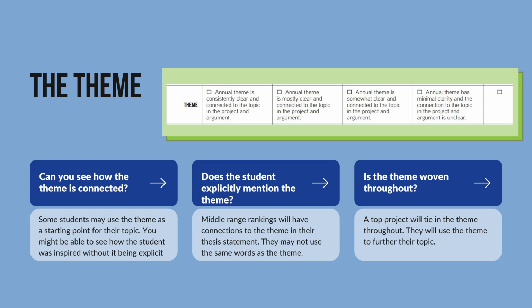Next, does the project explicitly discuss the theme? Middle range rankings will have connections to this theme in their thesis statements, possibly without including the theme words. Alternatively, students in middle rankings may have a section of their project that connects their topic to the theme. An exemplary project should have their theme consistently woven throughout the argument and the body of the project. An exemplary project will also use the theme to further their historical argument.